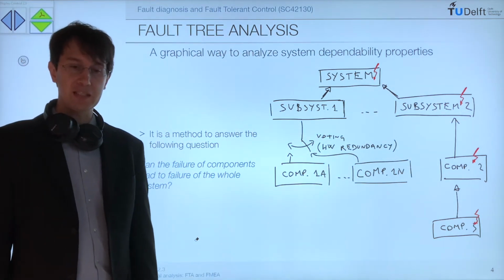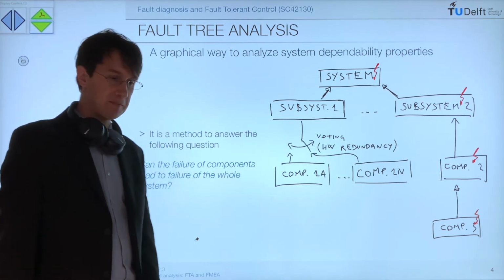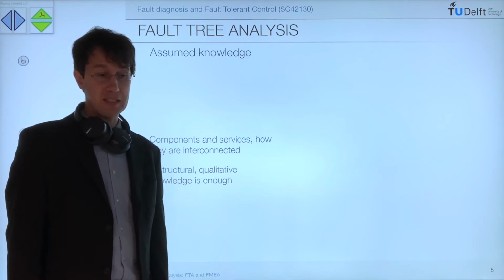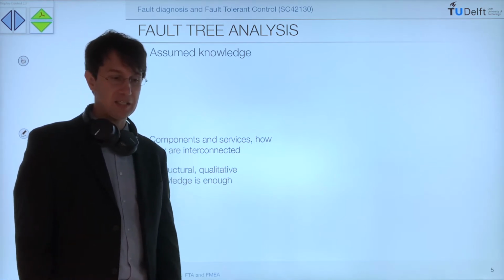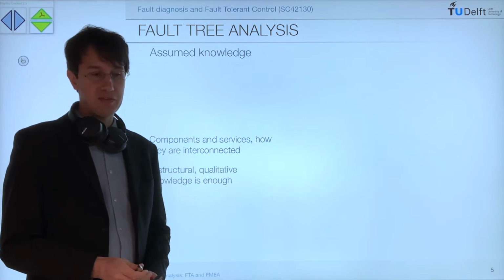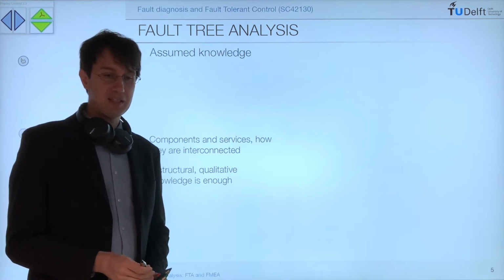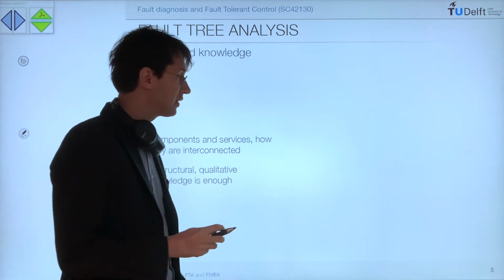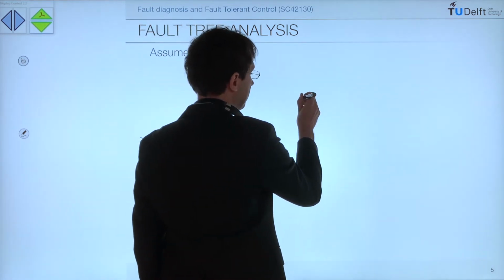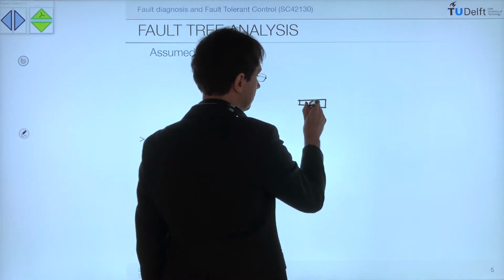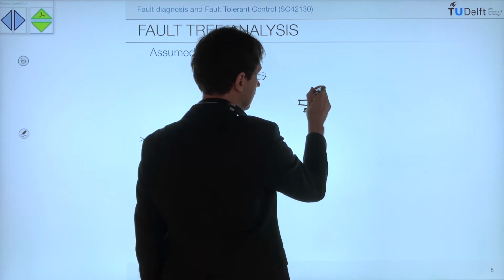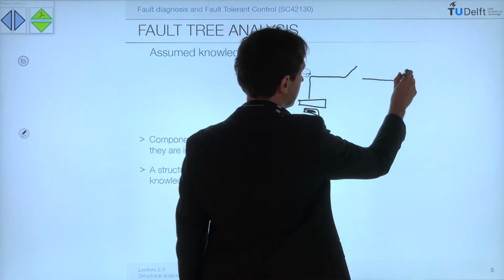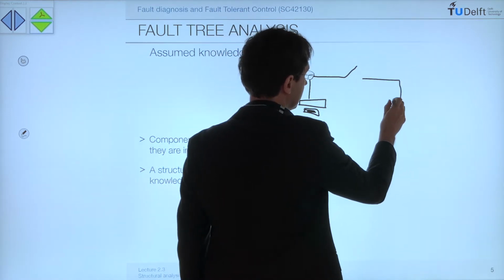The idea of fault tree analysis is actually to formalize this. In order to do that, we assume that we have a knowledge of these components and these services and how they are interconnected. And we can start with a very simple example, the one of a light bulb, a switch, and the power supply. So we start with the power supply. We assume we have a battery, and this is connected via an electric circuit to a switch. And this is connected to the light bulb.